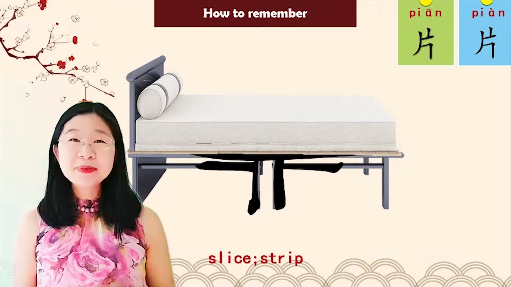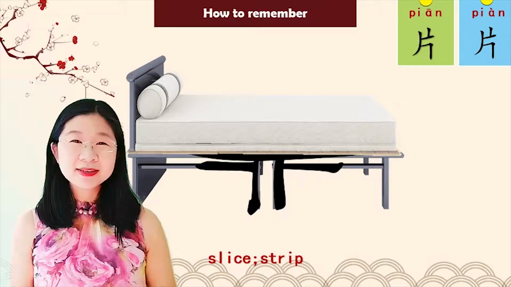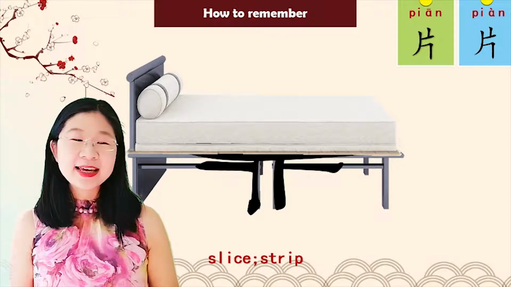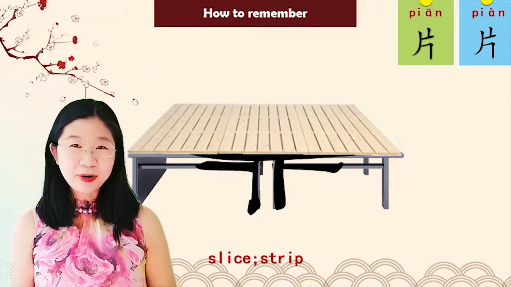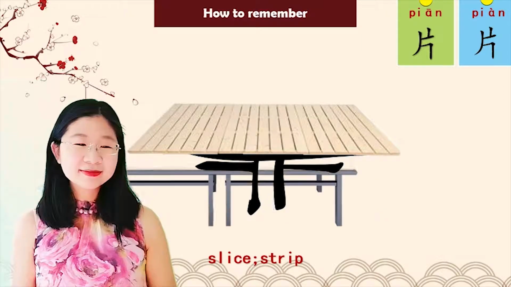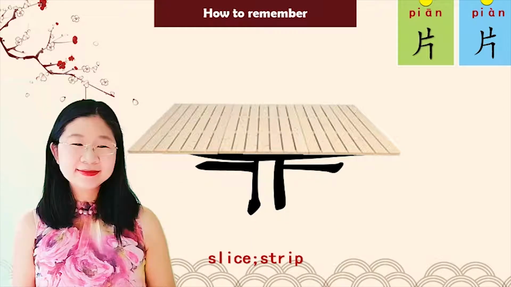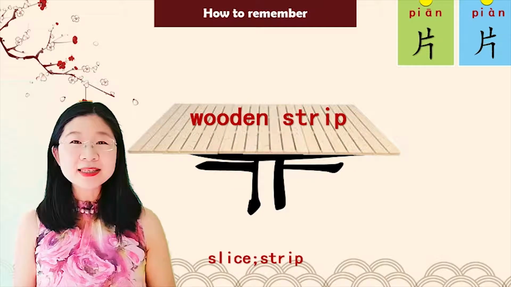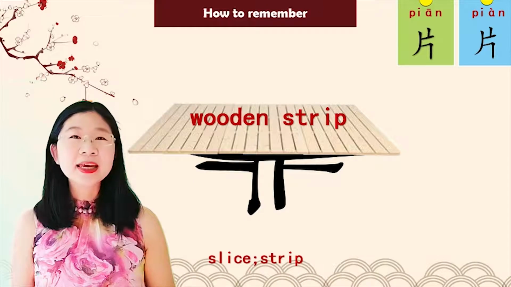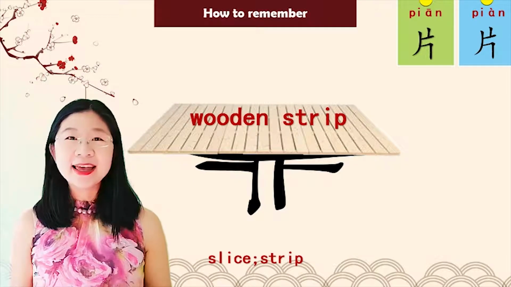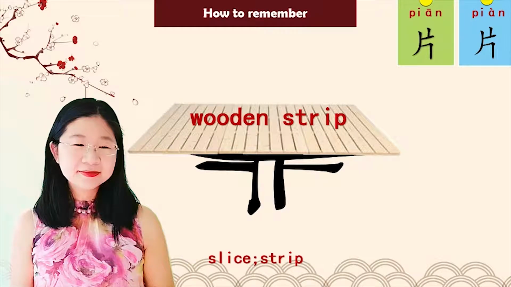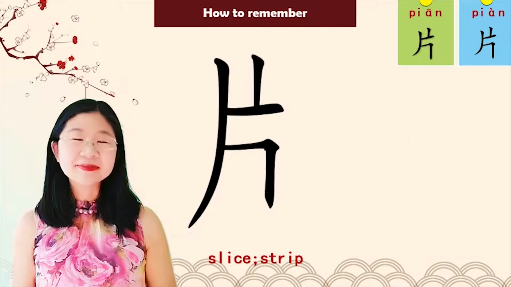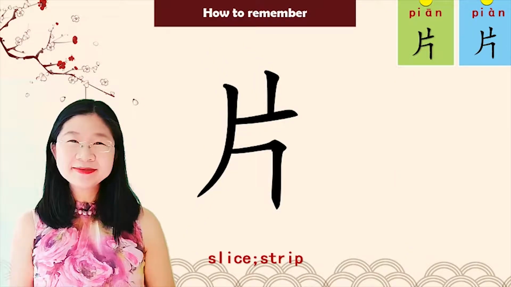But actually, 片 means slice, strip. It doesn't have the meaning of bed. So, it's not this part, nor this part of the bed. Actually, it originally means the wooden strip. It means something flat and thin. Now, can you remember this character?